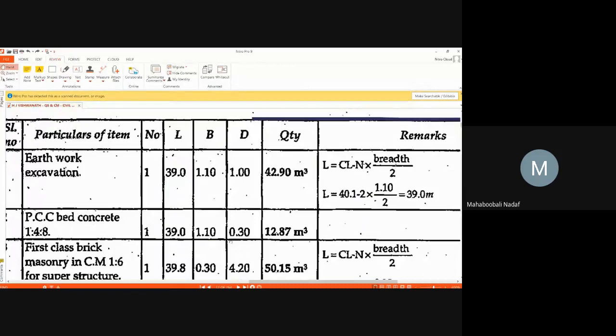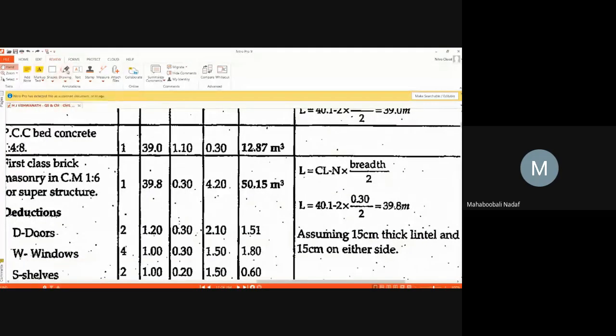Now next is brick masonry. For brick masonry also you write width 0.3, height 4.2, number 1. You don't write the length, you are going to calculate it. What was the total length? Same: total center to center is 40.1 minus number of junctions into b by 2. What is that b? b is the width of that item. So the width is 0.3 by 2. So 2 into 0.3 by 2 is 0.3. That 0.3 is deducted from 40.1. So that is 39.8. That 39.8 is written here.